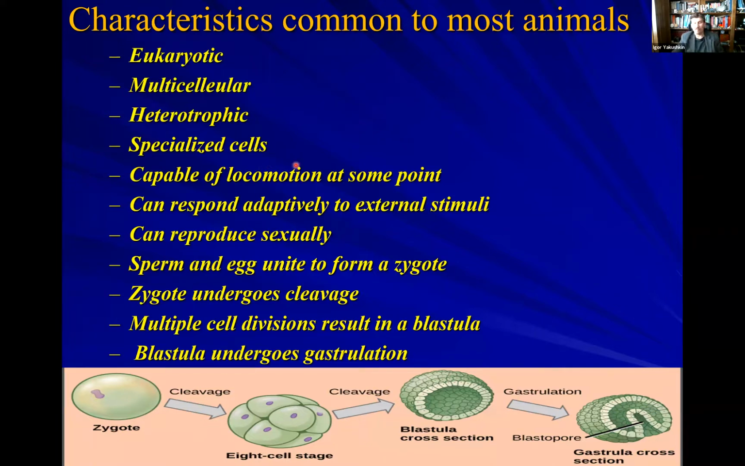Next thing, capable of locomotion, meaning they can move at some point of their development. The larvae or the adult, we can move as the adults. In some cases, let's say corals. Corals don't really move much as the adults, but the larvae can swim fairly freely. So in this particular case, locomotion, movement, this is how we are interacting with the environment.